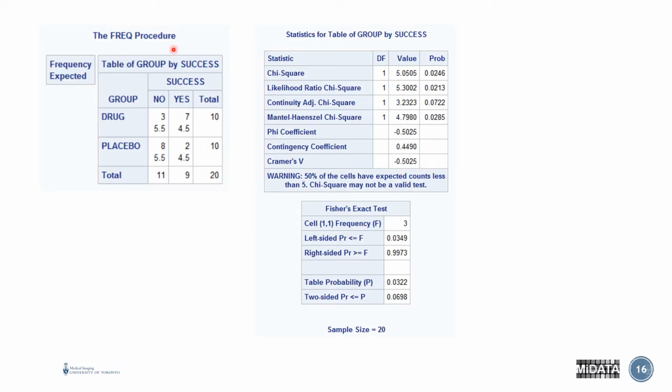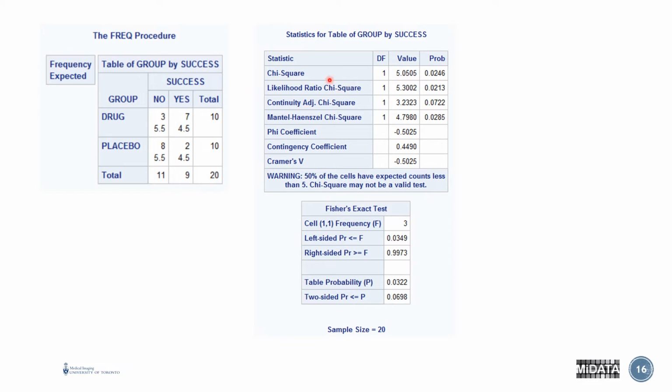Let's review. On the left, we have our 2 by 2 table. If we use the chi-square equation in order to calculate the chi-square statistic, we end up with 5.05 with a probability of 0.0246. We can also use the normal distribution in order to obtain the probability, and that is called the score test. And remember that the z-test squared is equivalent to the chi-square. We would get the same value and the same probability.